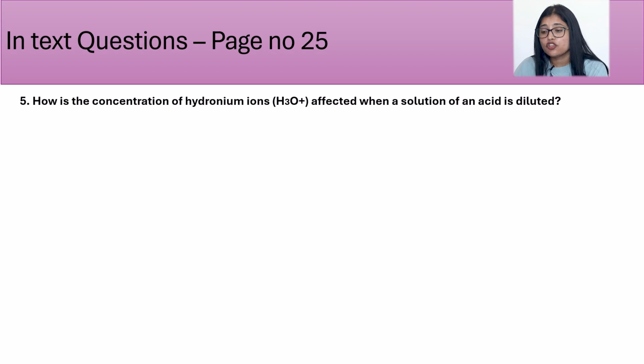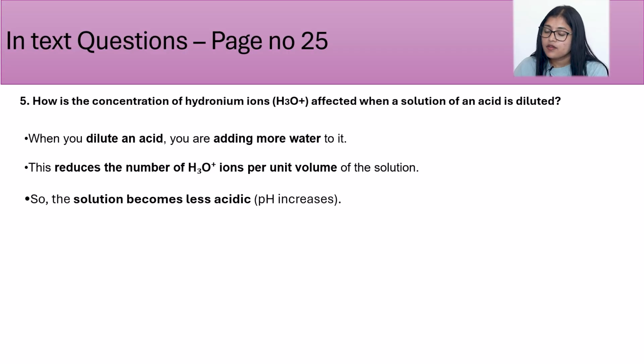How is concentration of hydronium ions affected when a solution of acid is diluted? So when you dilute an acid, we are adding more water to it. This reduces the number of hydronium ions per unit volume. Now this solution becomes less acidic, that is, the pH increases.